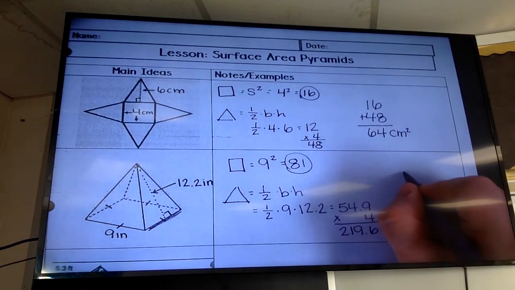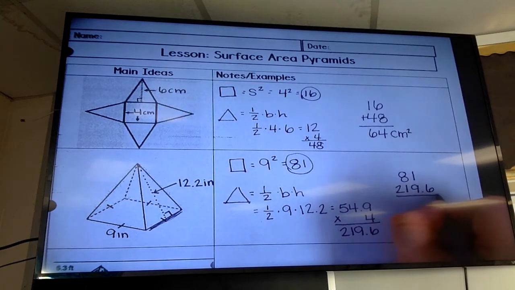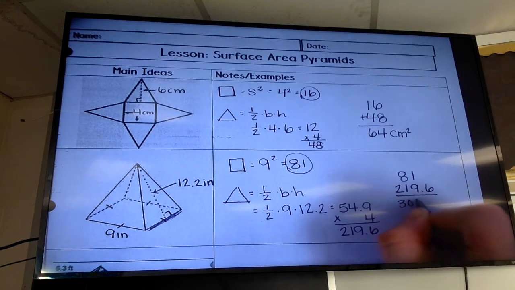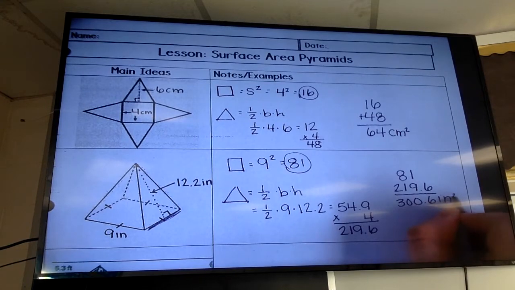And then again, I just add. So my square base and my 4 triangular faces. When I add them together, I'm going to get 306 inches squared.